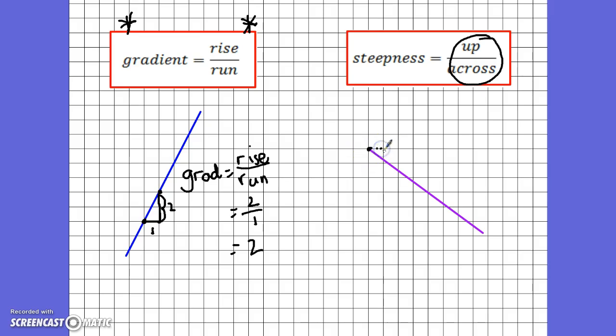Over here on the purple line, let's have a look. If I go across 1, I don't have a definite spot. I don't know where I've gone. So let's find another point. There it is. So let's have a look. Across, and in this case down. So I know I've got a negative gradient. 1, 2, 3, 4 spots across, 1, 2, 3 spots down. So my gradient, rise over run.